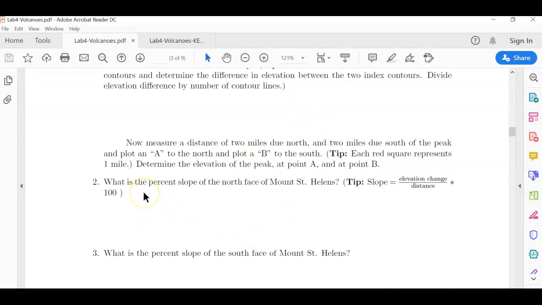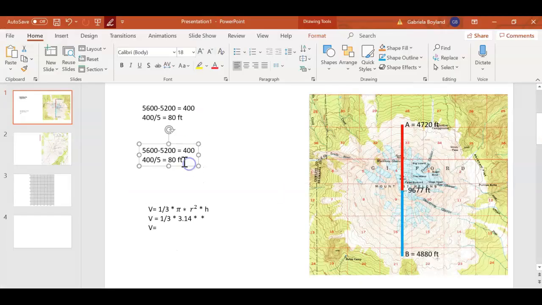Okay, so the second question is, what is the percent slope of the north face of Mount St. Helens? So in order to find a percent slope, what we need to do is go, what is the elevation change over the distance times 100? So the elevation change is going to be the change from the highest elevation, which is the peak in this case, right? And we know that that elevation is 96.77 minus the lowest elevation, which going north is 47.20, right?